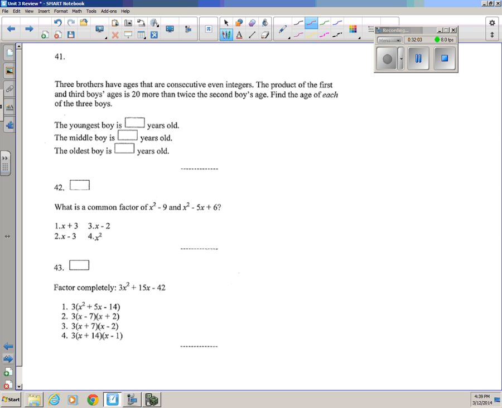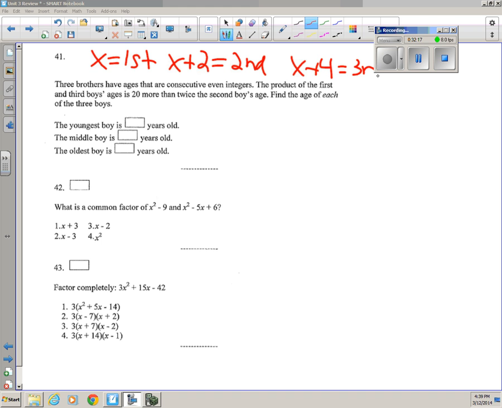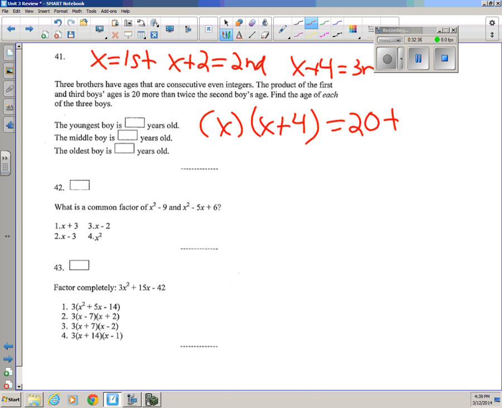This guy, the brothers, three of them, consecutive evens, which means the first brother is x, the second brother is 2 years older, who knows how old that is, and the third brother is 2 years older than him, or 4 years older than the first. It says that the product of the first and the third is 20 more than twice the second. The product of the first brother and the third brother, right? The multiplication between them is 20 plus twice the second brother. Okay, not a big deal.